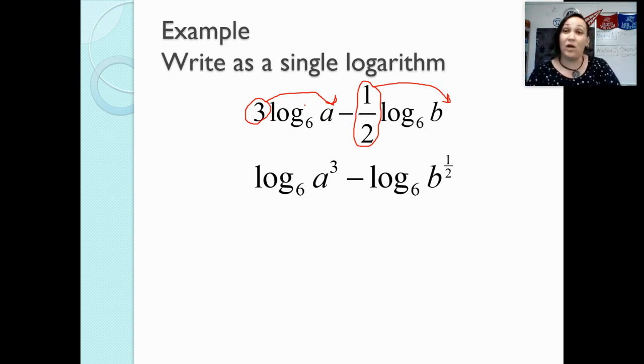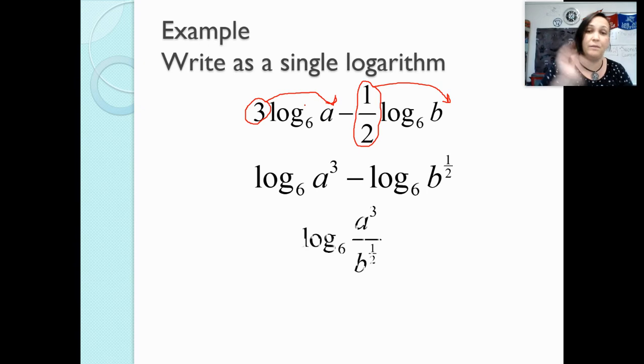Now in this problem, my log for my a was positive and my log for my b was negative. So I'm going to put the a on top of a fraction and I'm going to put the b on the bottom of a fraction. Notice the space right here between the log and the fraction. So we write the word log once, and then after that we put all of our letters.